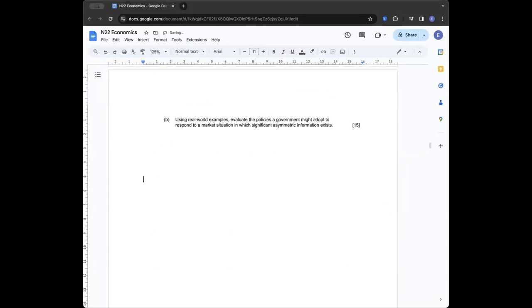Question B. Using real-world examples, evaluate the policies a government might adopt to respond to a market situation in which significant asymmetric information exists. I should define asymmetric information, adverse selection, and moral hazard in the introduction.